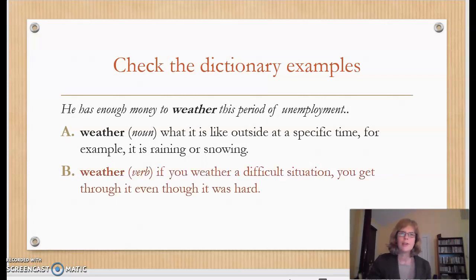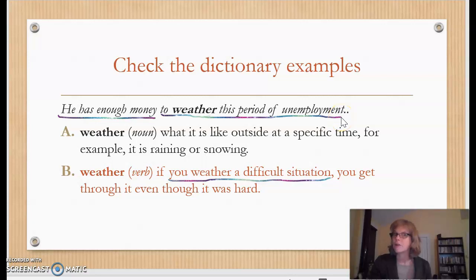So hopefully you were able to choose B. B is the verb, and you can see in this sentence he has enough money to weather. That's an infinitive, right? They're using it as a verb, not as a noun, what it's like outside, but as a verb, to weather. And here they give us, instead of a definition, an example. If you weather a difficult situation, you get through it. And that's what they're talking about here. He has to weather a period of unemployment. That matches well.